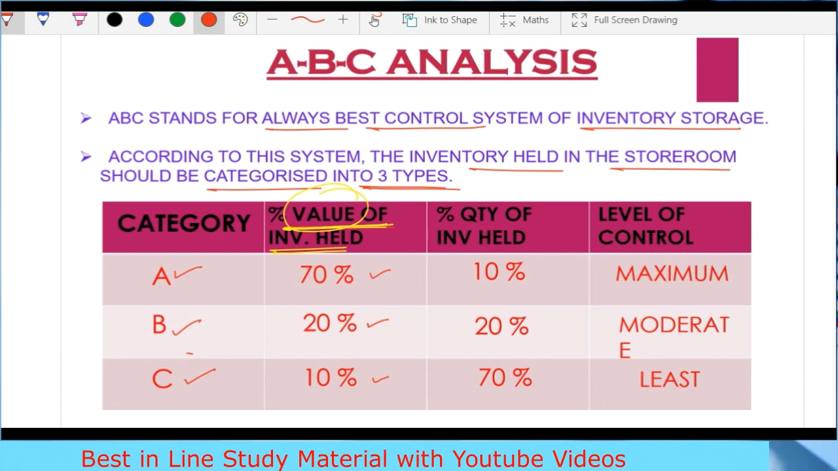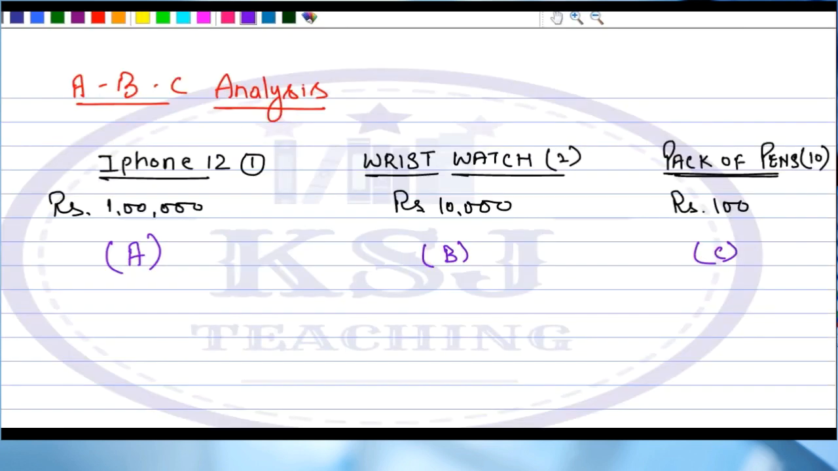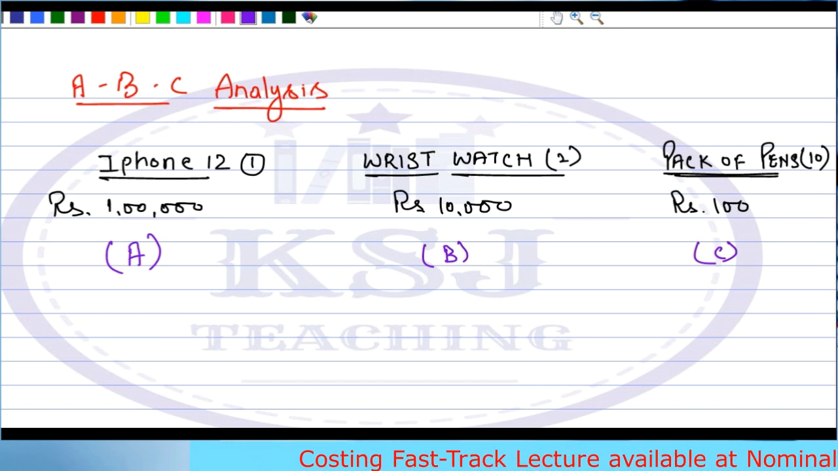So for maximum value, we have to consider the value. Their quantity will be less. The quantity is only 10%. Obviously, sir, you can keep 10 pens here. Can you keep 10 iPhones of 1 lakh rupees? No, sir. The costly item, its quantity will be less. Its quantity is only 1.